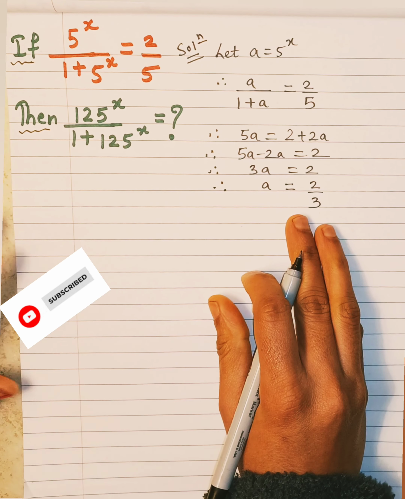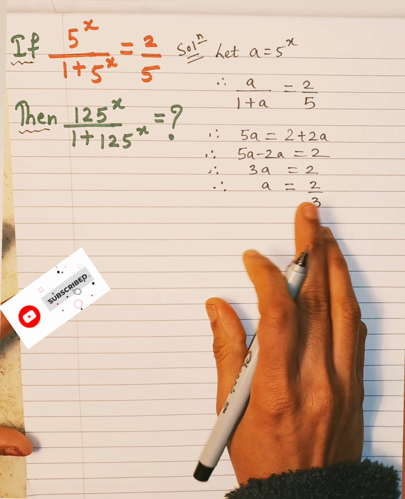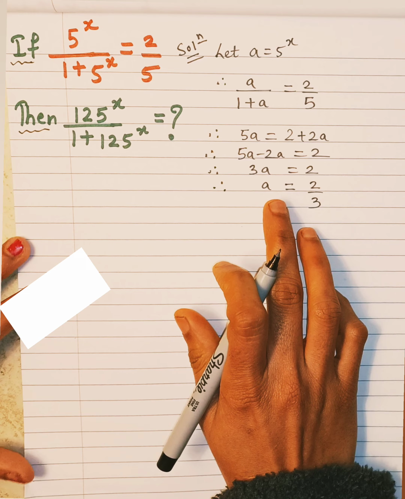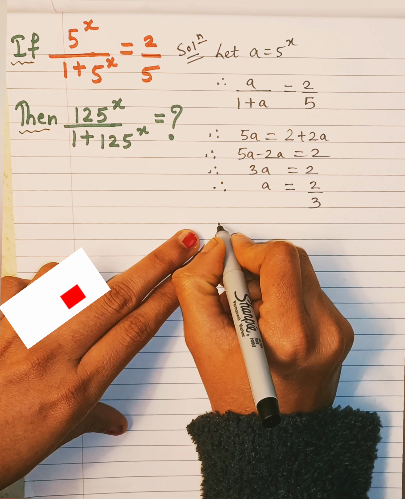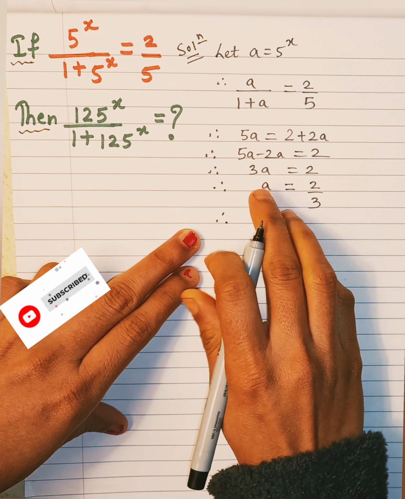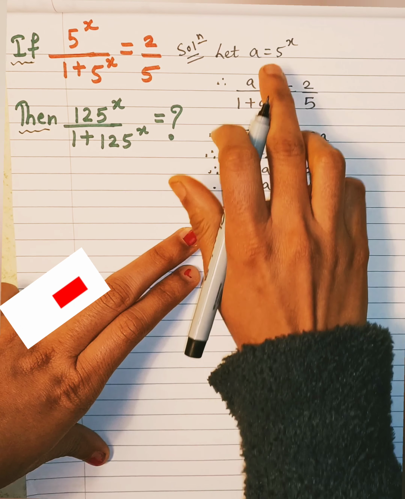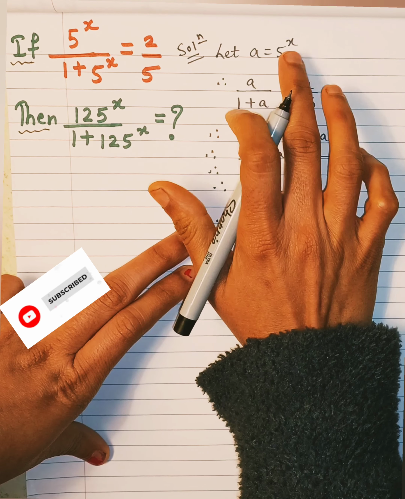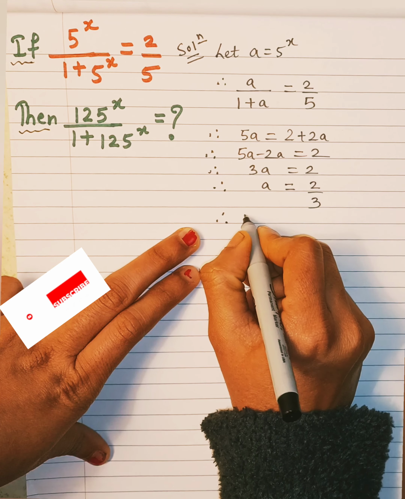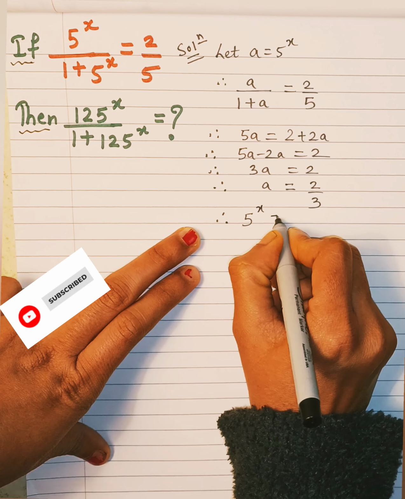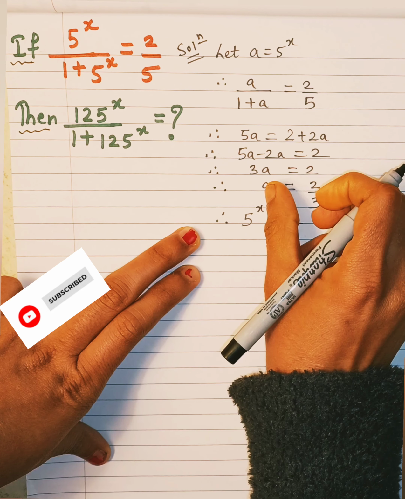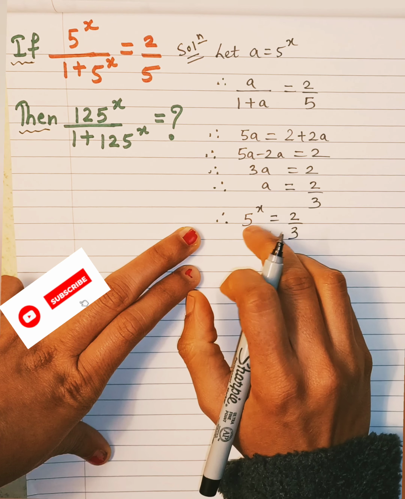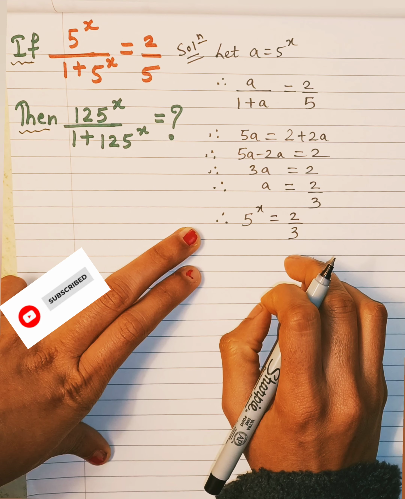So we are getting the value of a. A is equal to 2 upon 3. Now I am substituting back the value of a. What was our a? A was 5 raised to x. So in place of a, if we keep 5 raised to x, it is equal to 2 upon 3.